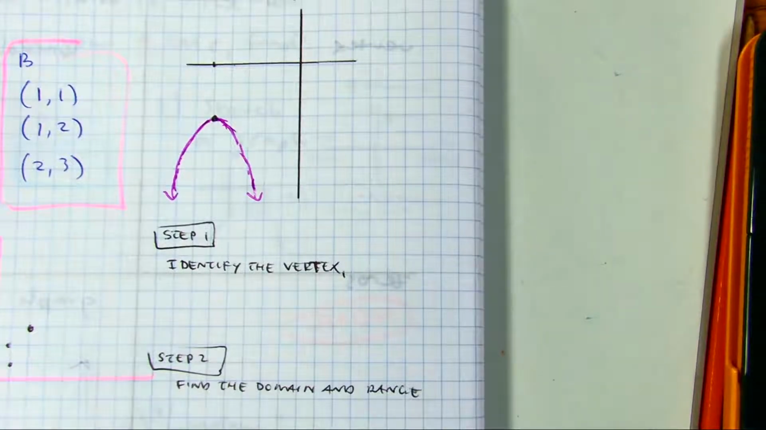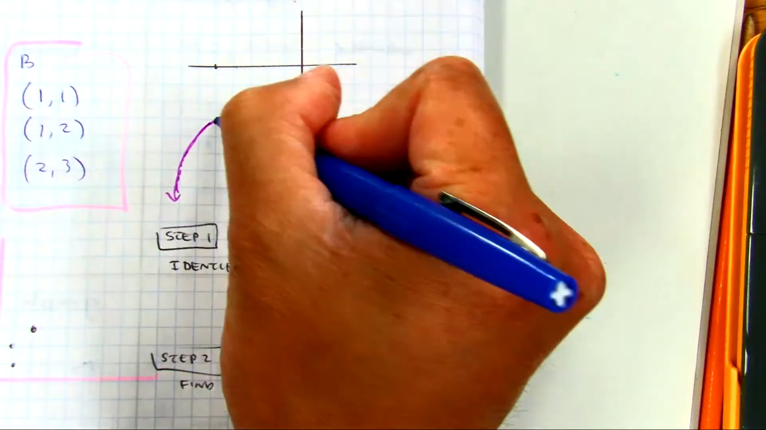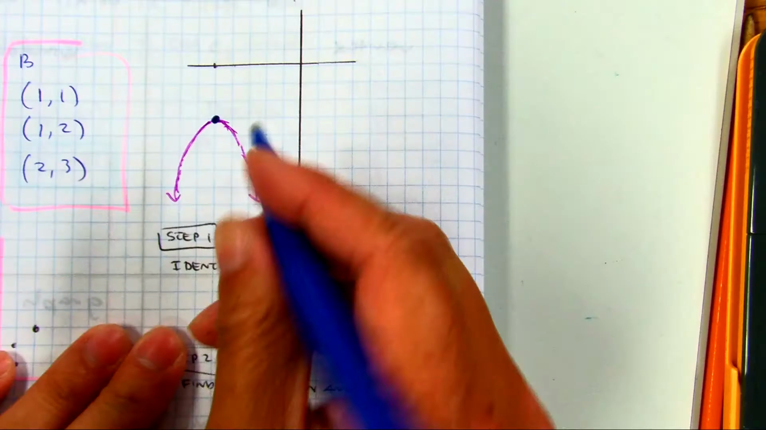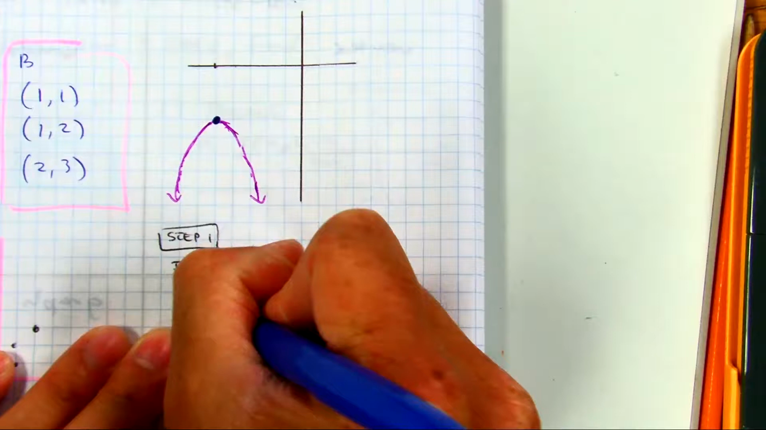Alright, so step 1 tells us to identify the vertex. Put your finger on the vertex. This is our function in purple here. This is the vertex. Is that a minimum or a maximum? Our maximum is at what ordered pair?